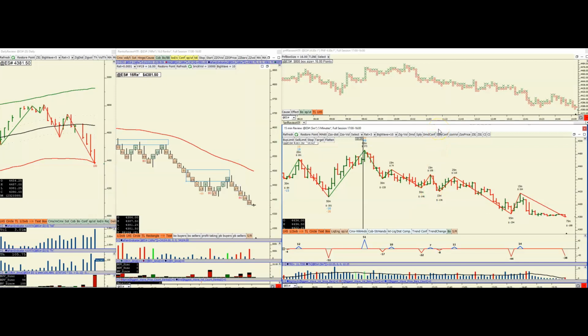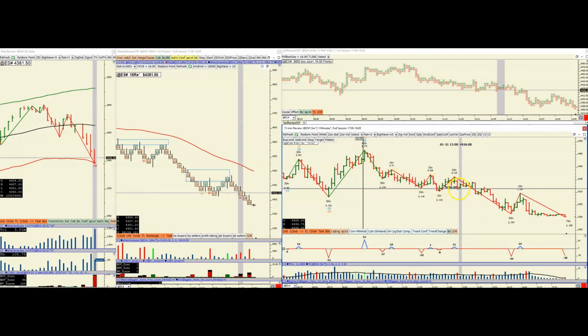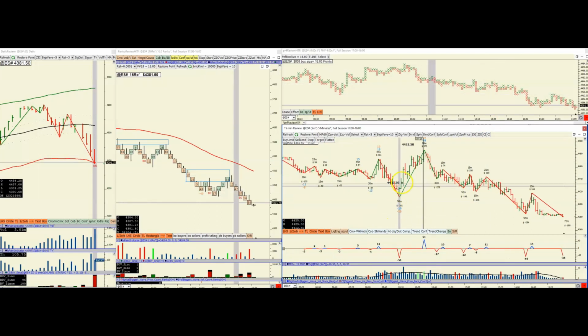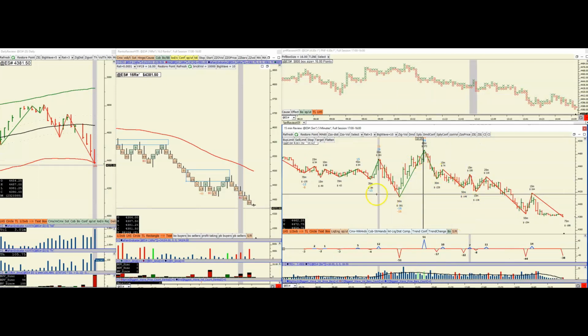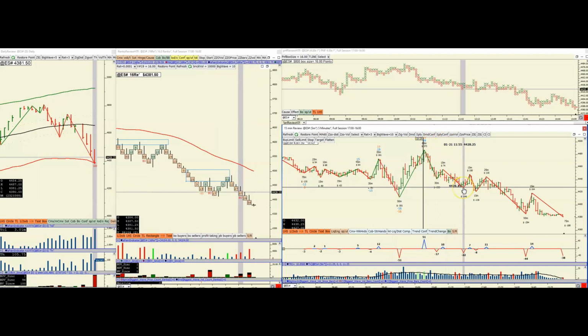Now there are different ways to look for it. I mean, there's not really different ways. It's just that the down waves are bigger than the up waves. When the up waves are bigger than the down waves, you have an uptrend. When the down waves are bigger than the up waves, you have a downtrend.